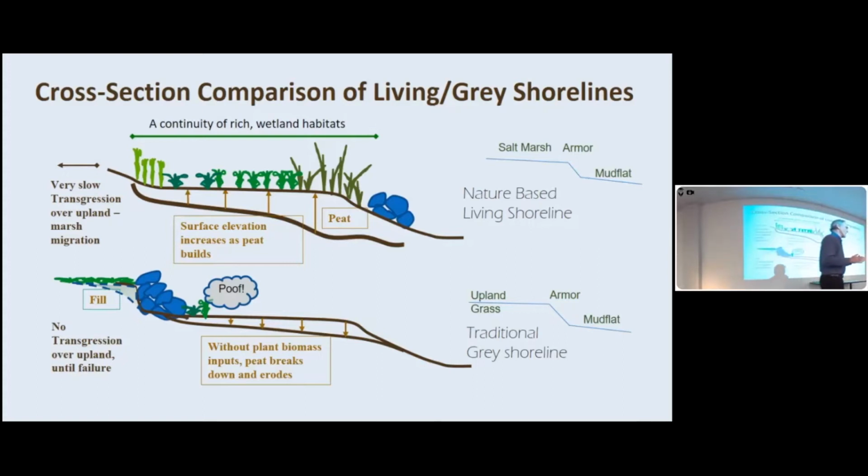We want to change that paradigm so that we can have some more of this living marsh, because this living marsh does a bunch of things. So now instead of having no intertidal living marsh and no continuity, you have a living thing that gets flooded twice a day or once a day by the tides. Organisms can swim up here, crawl up here, come back up and down, and you have a continuity of rich wetland habitats. So that's really the difference between the living shoreline in Great Bay and traditional gray shoreline.